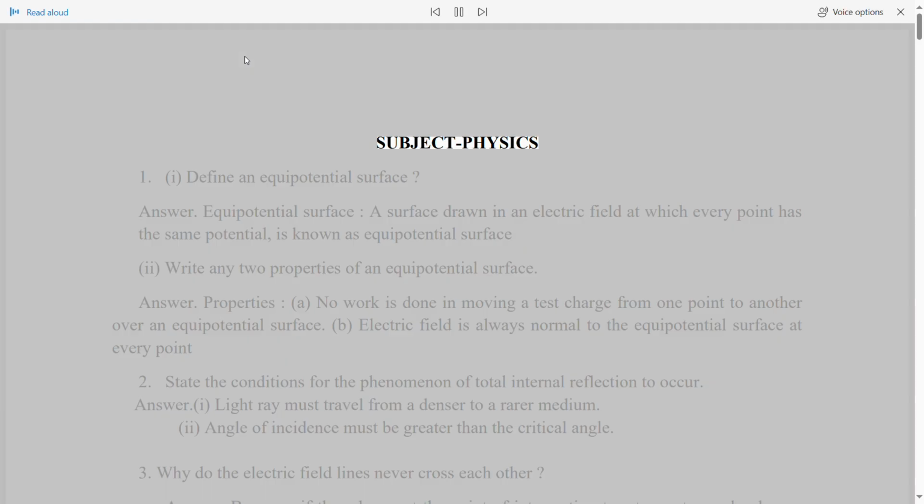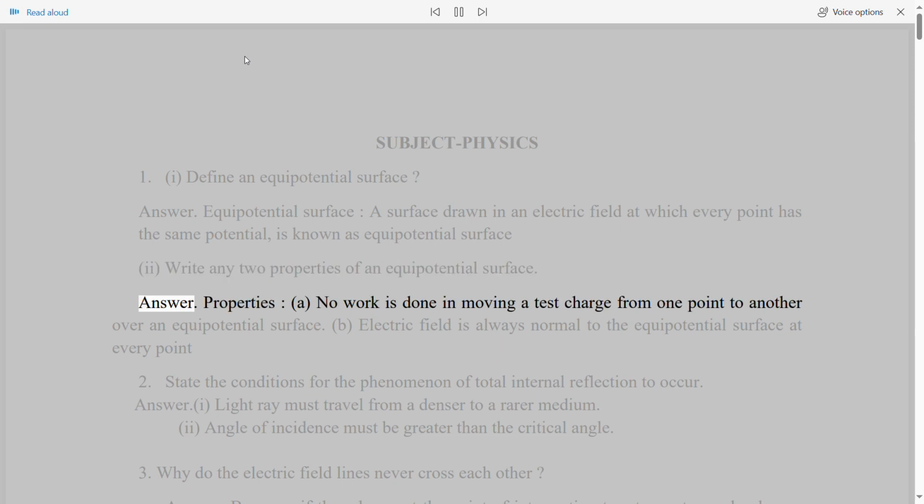Subject: Physics. 1. Define an equipotential surface. Answer: A surface drawn in an electric field at which every point has the same potential is known as an equipotential surface.